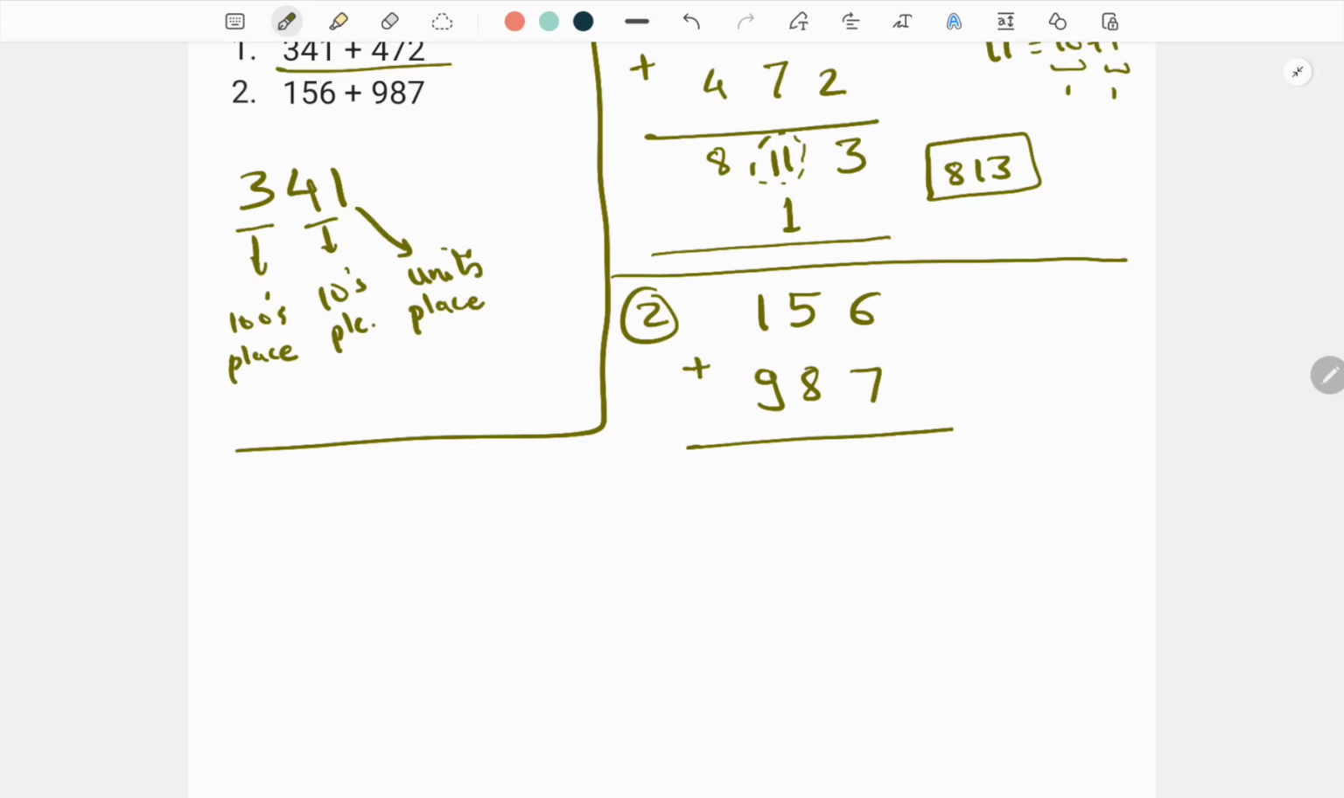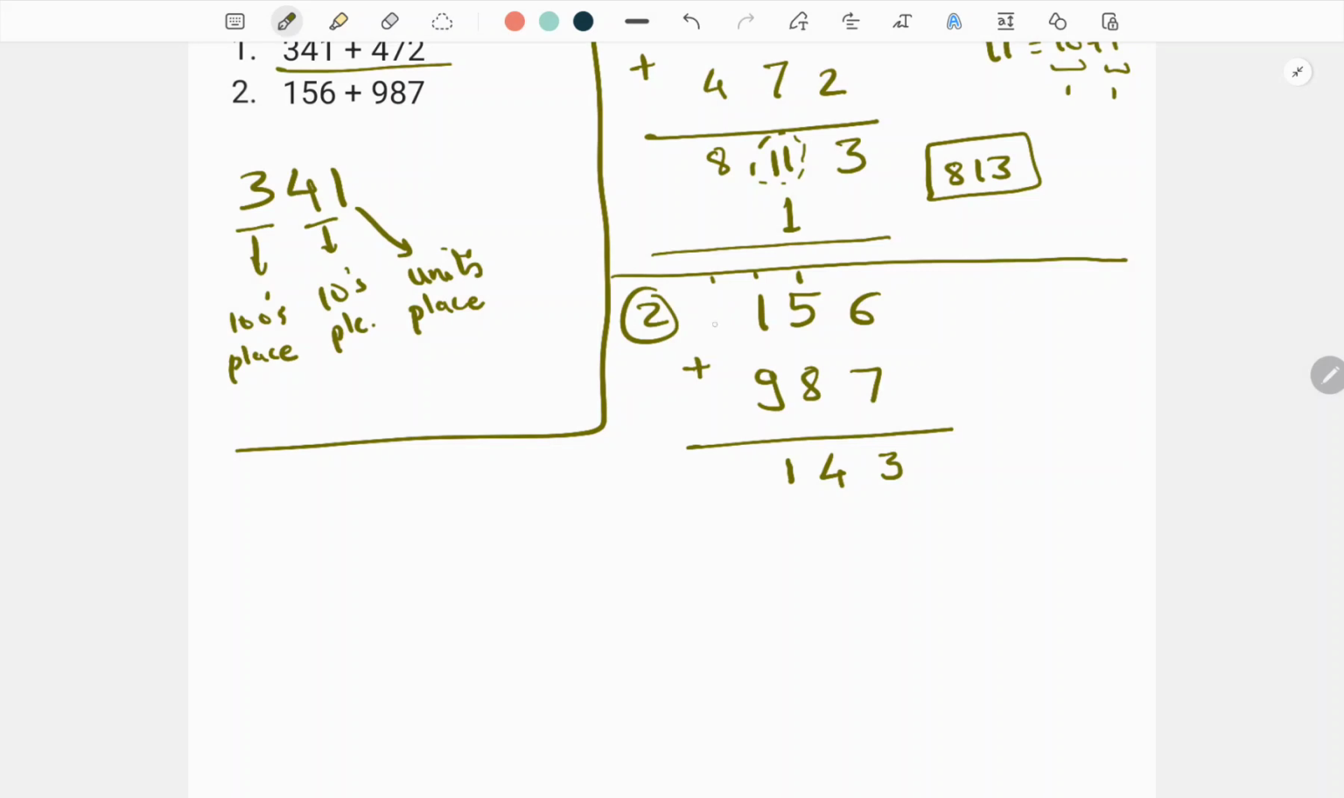Again, as before, write ones place below ones place, tens place below tens place, hundreds place below hundreds place, and so on. Then 6 plus 7 is 13. So let's just write a 3 here and carry forward a 1. 1 plus 5 is 6. 6 plus 8 is 14. So that's a 4, and I carry forward 1. 1 plus 1 is 2, plus 9 is 11. So I just write a 1 and carry forward 1.